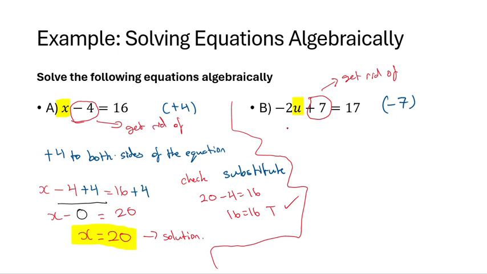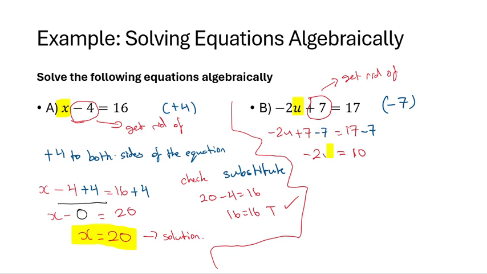Now, if I were to write it out fully, it would be negative 2u plus 7 minus 7 equals 17 minus 7, and that just does the same thing. Once you apply the inverse operation for what you want to get rid of, it technically automatically goes to 0, and you just write whatever's left over depending on the side of the equation that you're on, okay? So my left-hand side will now just equal negative 2u, and 17 minus 7 is just 10.